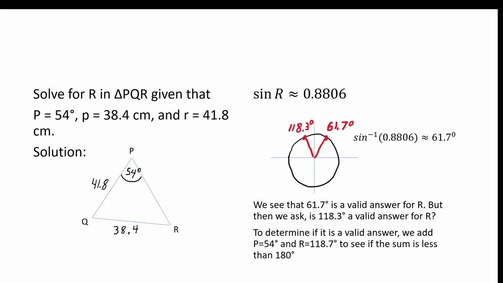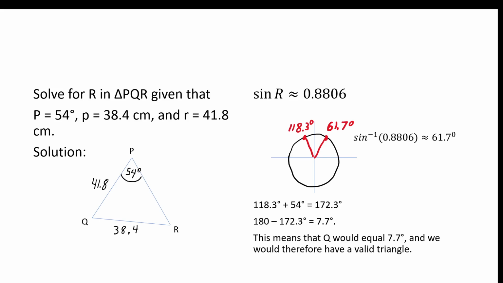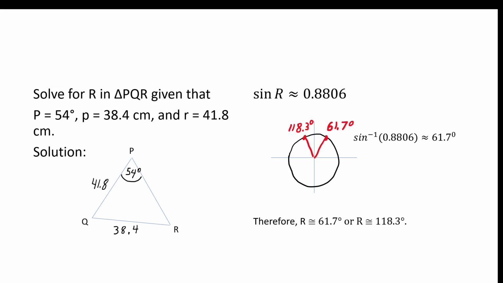So to determine if 118.3 is a valid answer, we add p equals 54 degrees and r equals 118.3 degrees to see if the sum is less than 180. Q could possibly equal 7.7 degrees, and we would have a valid triangle. So we have to consider both of those possibilities.